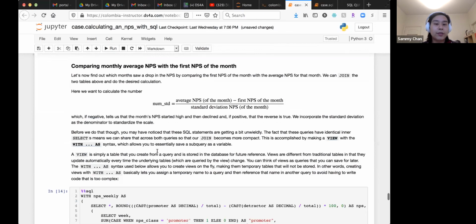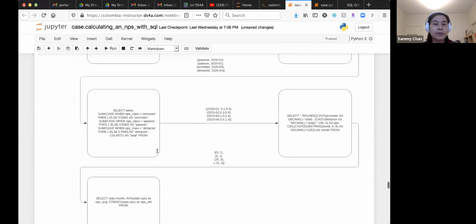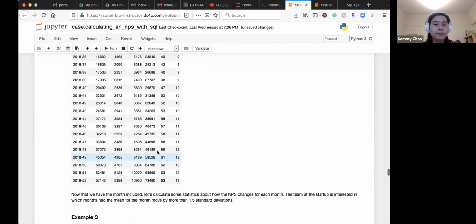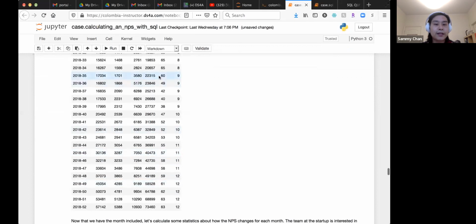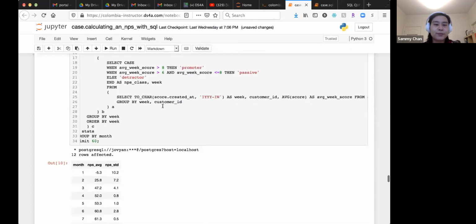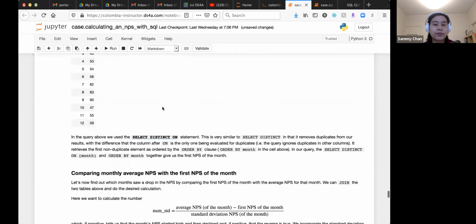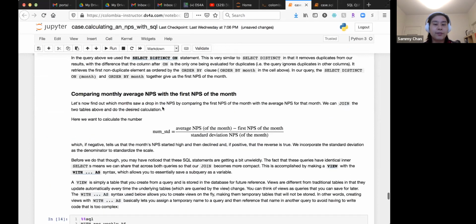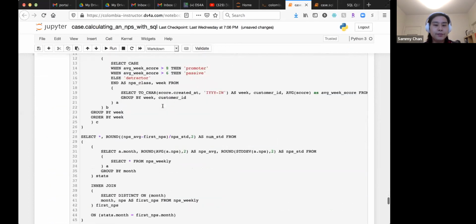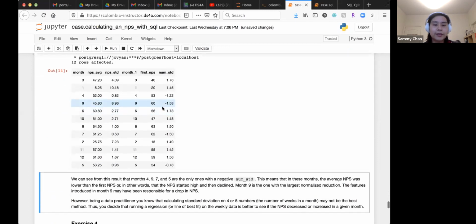Like we were saying, for September, it started off pretty high at 60 and it dropped to 38. So that's the most significant drop here.